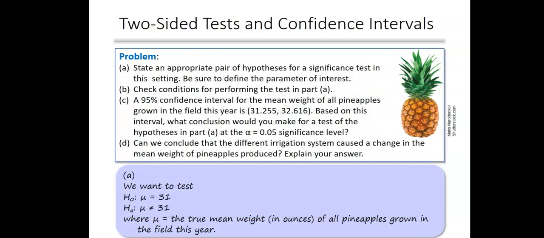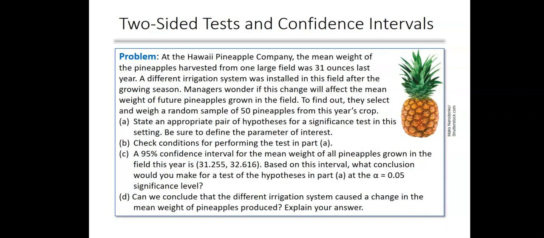So the null is nothing unusual. All the pineapples are 31 ounces. However, the alternate is we think there's something going on. We think it's going to change, right? There was no direction given. You can check the conditions, but I want to focus on C here, C and D actually.